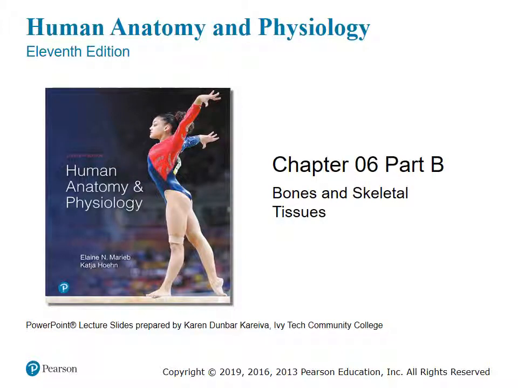Okay, so this is Chapter 6, Part B of bone and skeletal tissue. In Part A, we really discussed bone tissue itself and looked at how bone forms, spongy and compact. So we've gone through that. We've looked at some of the structures, including cells and their function.